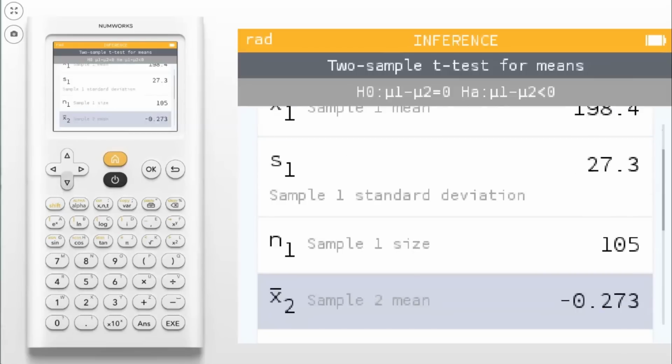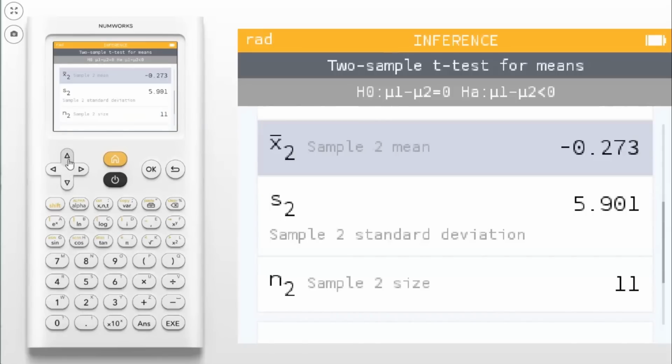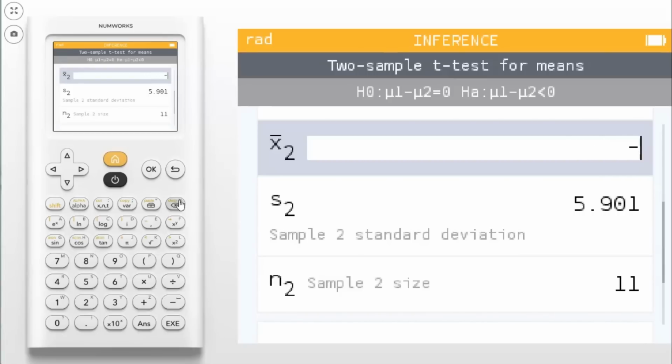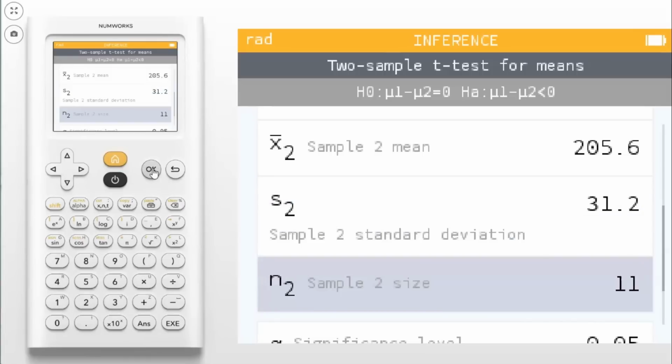And then we're going to keep going down, and now we're going to talk about sample or population Y here, what we know about our sample from Y. And the mean was 205.6. Lots of different numbers here. And again, you could do all of this on your TI-84 as well. Not too bad. Just got to enter everything in. And the standard deviation was 31.2. And the sample size was 125.